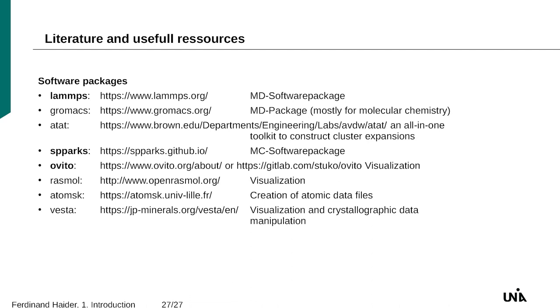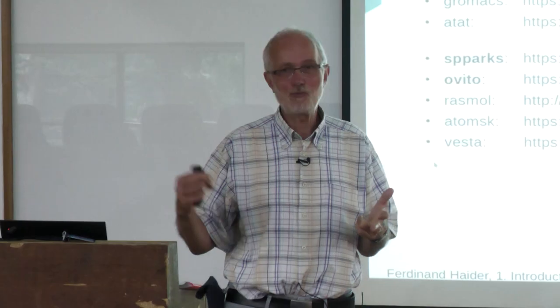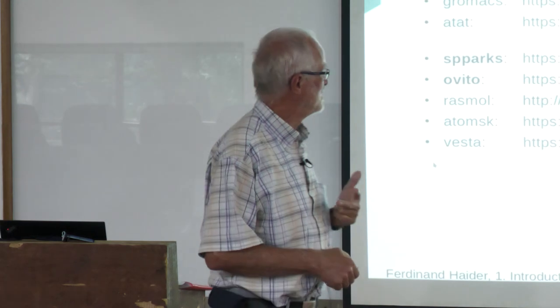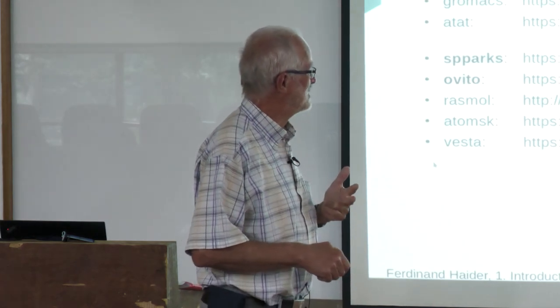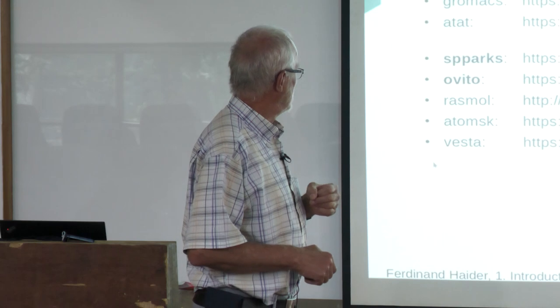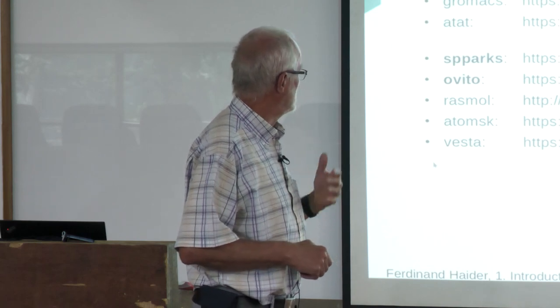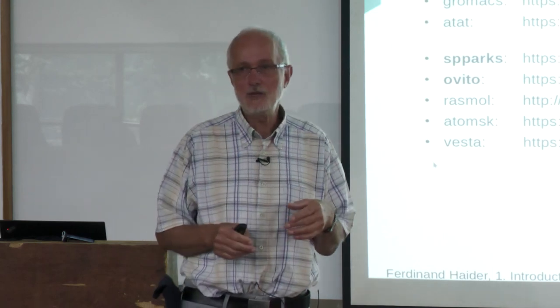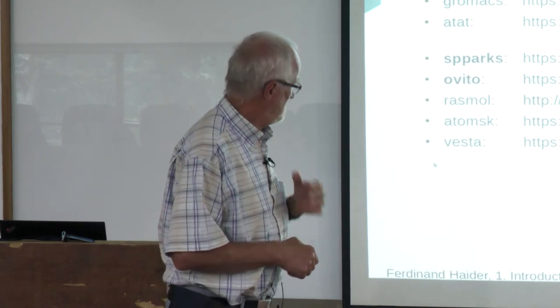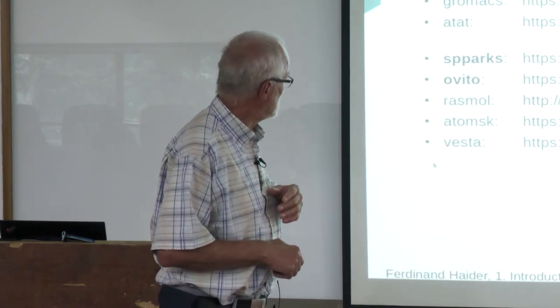There's a small complication. The version you can download is a basic version only. If you want to have the advanced features, either you have to pay or you have to download the sources, and then you can compile it yourself. So from here you can download the sources. There are other visualization codes, for example, RasMol and others, VMD and so on. I recommend this OVITO code.